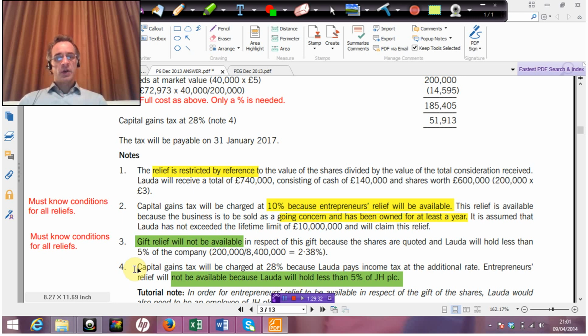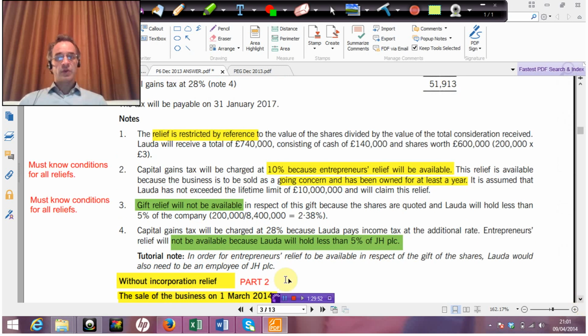Okay, so we're told in the question that she's an additional rate taxpayer, not just a higher rate taxpayer. That means that 28% is going to be in play in relation to any gains that she has. And in addition to that, she doesn't qualify for entrepreneur's relief because she holds less than 5% of JH. Okay, I'll just let you quickly read the tutorial note there also in relation to ER and the employee requirement as well.